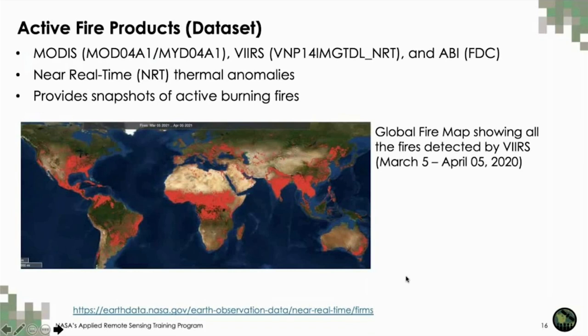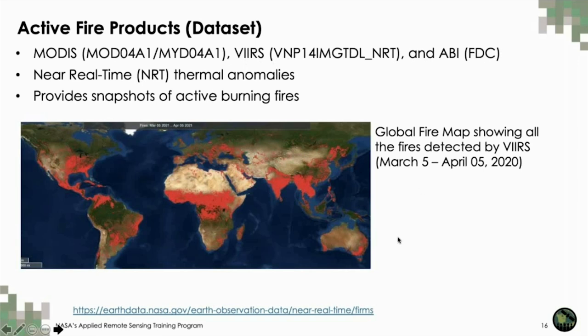Now let's talk about these data sets, what we call active fire products. Typically in the satellite community, all the data sets are called products, but basically they are data sets. So there are three which are listed here. One is from MODIS. Again, there are two MODIS: MOD14A1 and MYD14A1. These are from MODIS Terra and Aqua. Then you have the VIIRS product, and then you have ABI FDC from GOES.